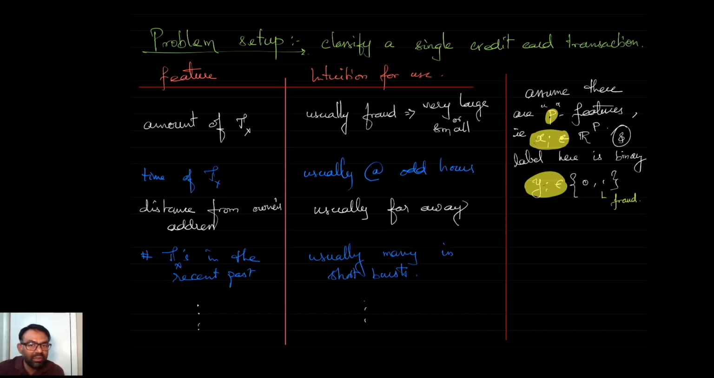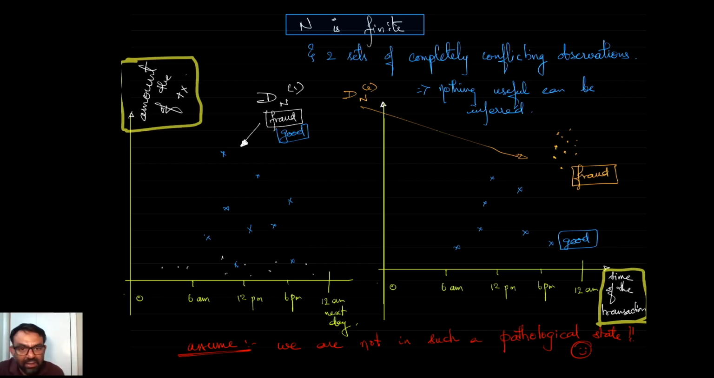And the labels here would be whether or not it's a fraud. So the labels here are binary. Let's look at this example first. In this case, we want to understand whether these two realizations that are observed, let's call the left side Dn1 and the right side Dn2.